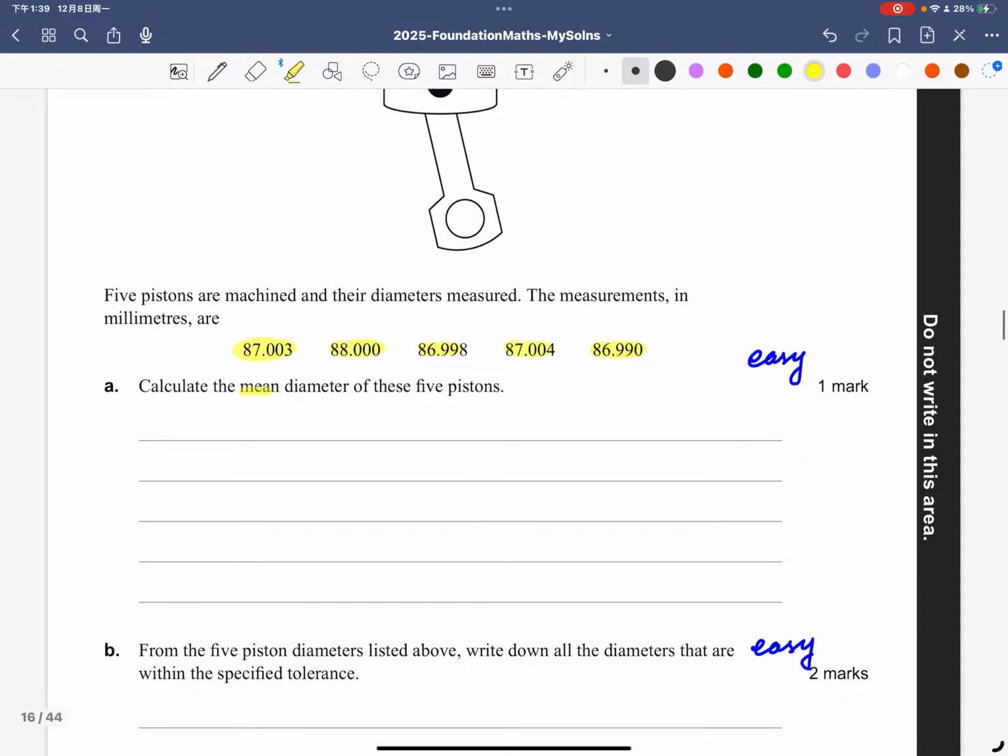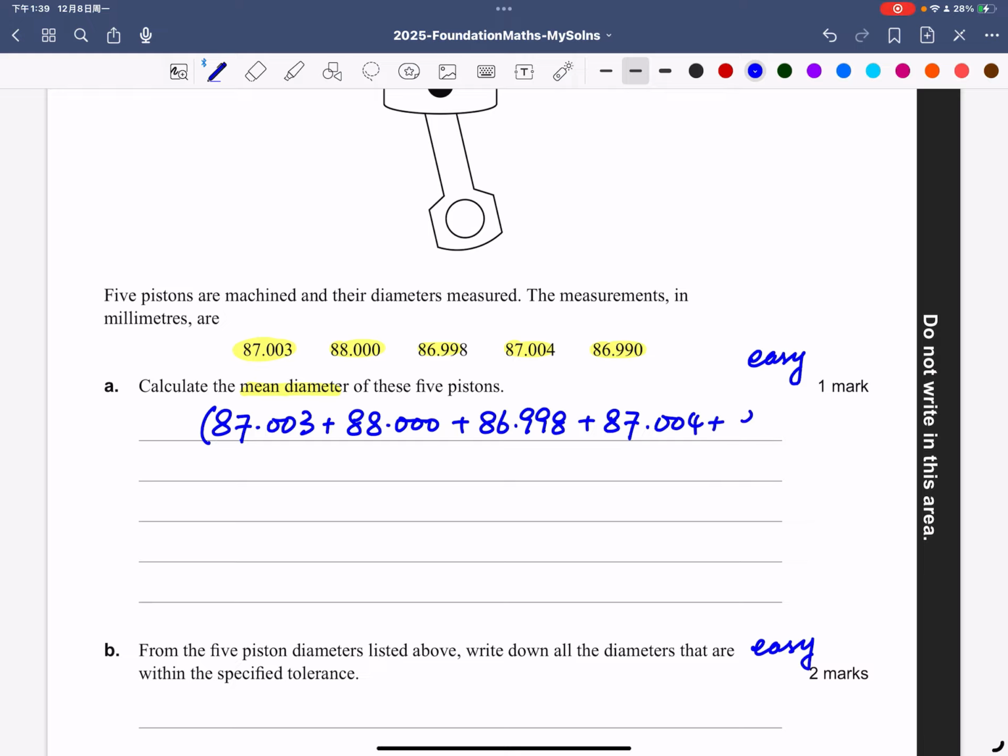And we would like the mean number or average of these 5 pistons. So I would say add them up and divide by 5. Make sure you have the correct number of decimal places and zeros when you enter these numbers into your scientific calculator and divide by 5. So you'll be able to get, let's say, 87.199 millimeters.